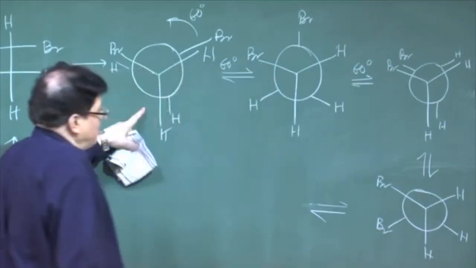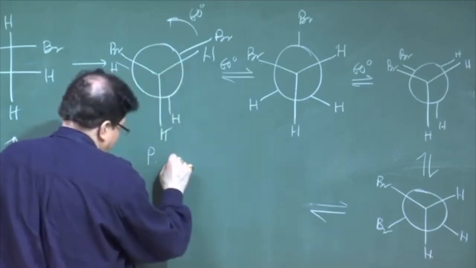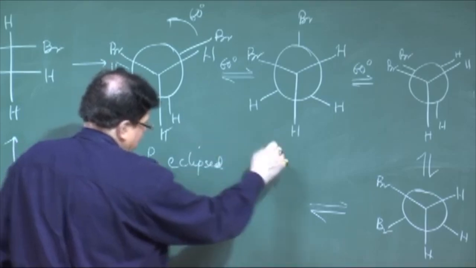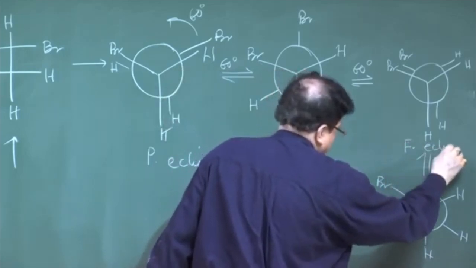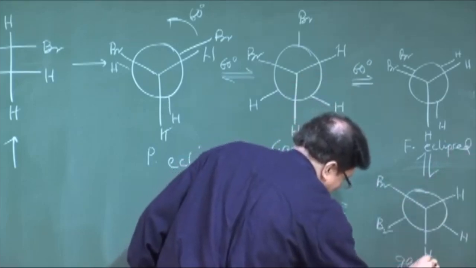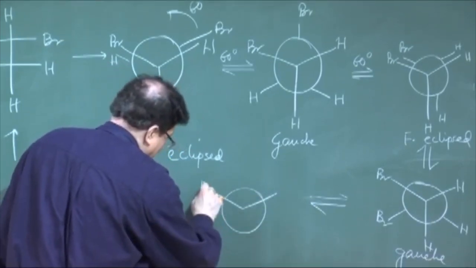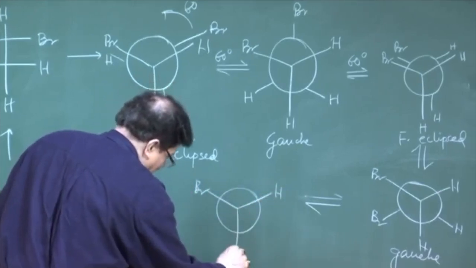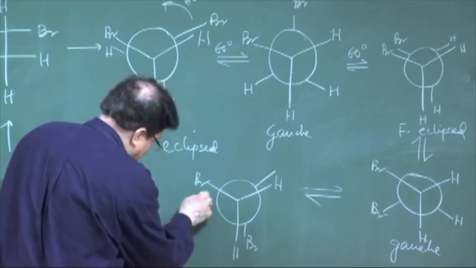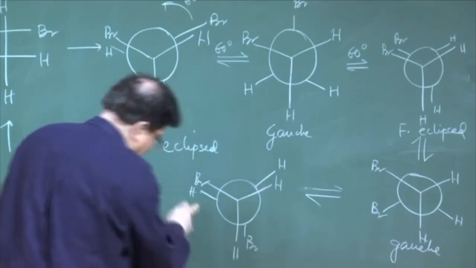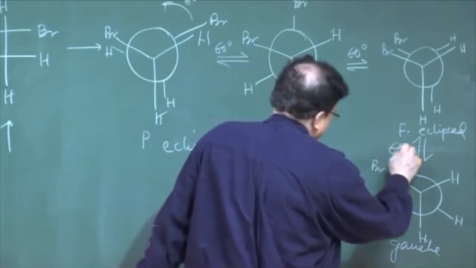You started from a partially eclipsed one, okay, partially eclipsed, then a gauche form. So this is partially eclipsed, this is a gauche form, this is fully eclipsed, this is another gauche form, and then you rotate it and you get the bromine here, hydrogen, and you have another partially eclipsed form. This bromine hydrogen will be eclipsing each other and there will be an eclipsing interaction here, hydrogen bromine. So that is another 60 degrees.